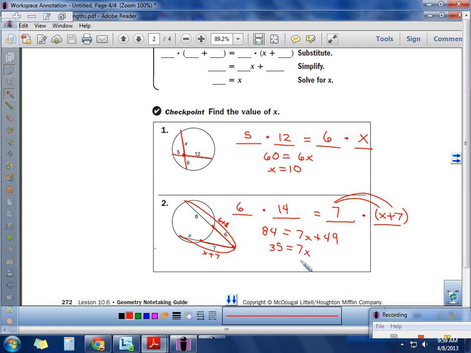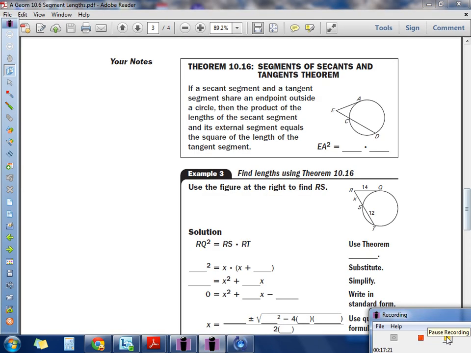35, thank you. Divide by 7, and you get 5. Here's the last type of problem you should be able to do. Now, the only special part of this one is you should notice that it doesn't have 2 secant segments. It has a secant segment and a tangent segment.